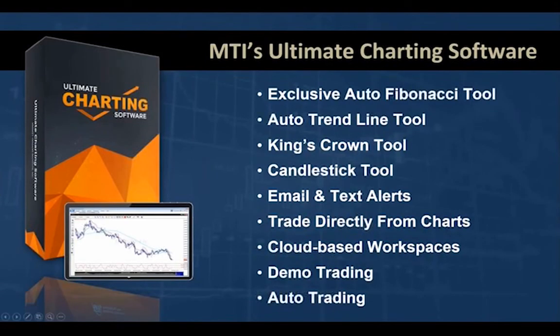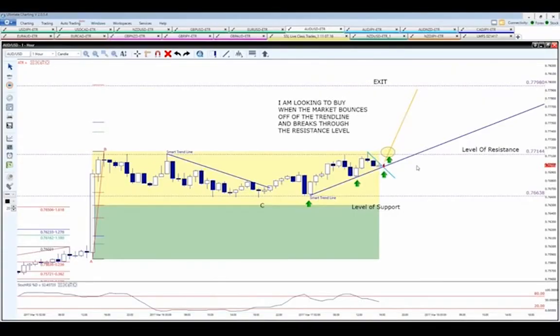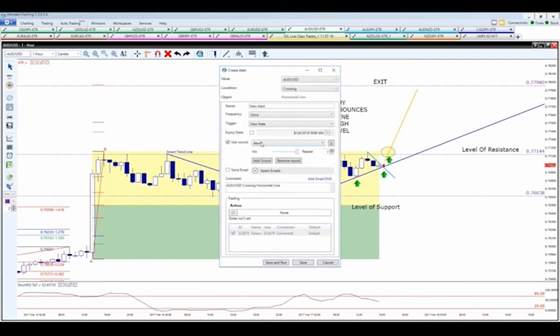Oh, actually, hold on one second. I forgot to show everybody one thing. Somebody was asking earlier, do we have to be sitting in front of our charts? What if I wanted this charting software to send me an email or a text message when it breaks this level of resistance? Watch this. I can right-click on this, add an alert. The charting software will send me an email or a text message letting me know that the market has in fact broken through that level of resistance, and I can come back in here and take a look at my charts.